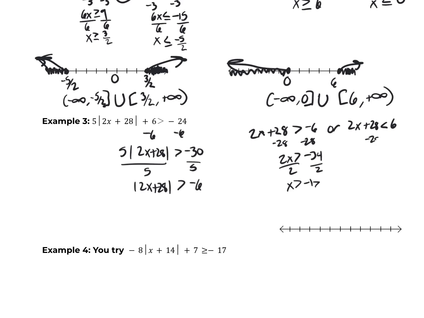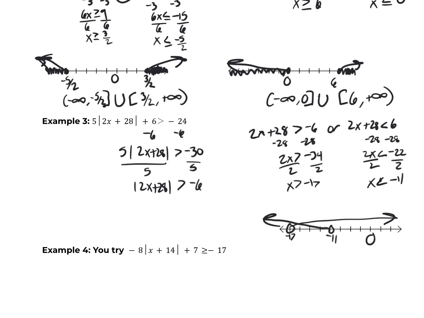Over here, subtract 28. 2x is less than negative 22. Divide both sides by 2. I get x is less than negative 11. At negative 17, they're both going to be to the left of 0, so I can put 0 over here, negative 11 there, and negative 17 here. At negative 17, I'm going to have an open circle with an arrow going to the right. At negative 11, I have an open circle with an arrow going to the left.